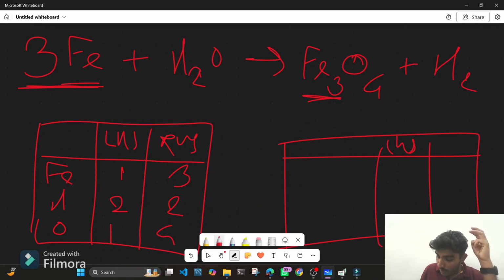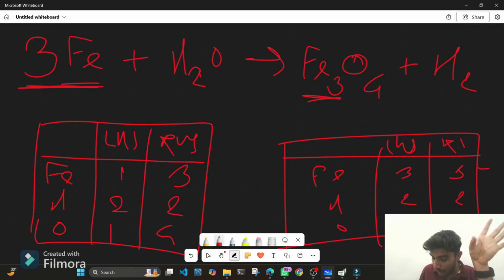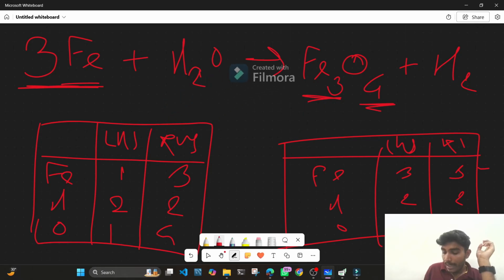If this is LHS and RHS, here also three, here also three, okay. Fe balanced, okay done. Hydrogen, oxygen. Hydrogen is two, so hydrogen till now is untouched, and here one, here four, okay. Now on my product side oxygen was four, and in the reactant side it was only one. So what I'll do is I'll simply write four in front of this H2O.